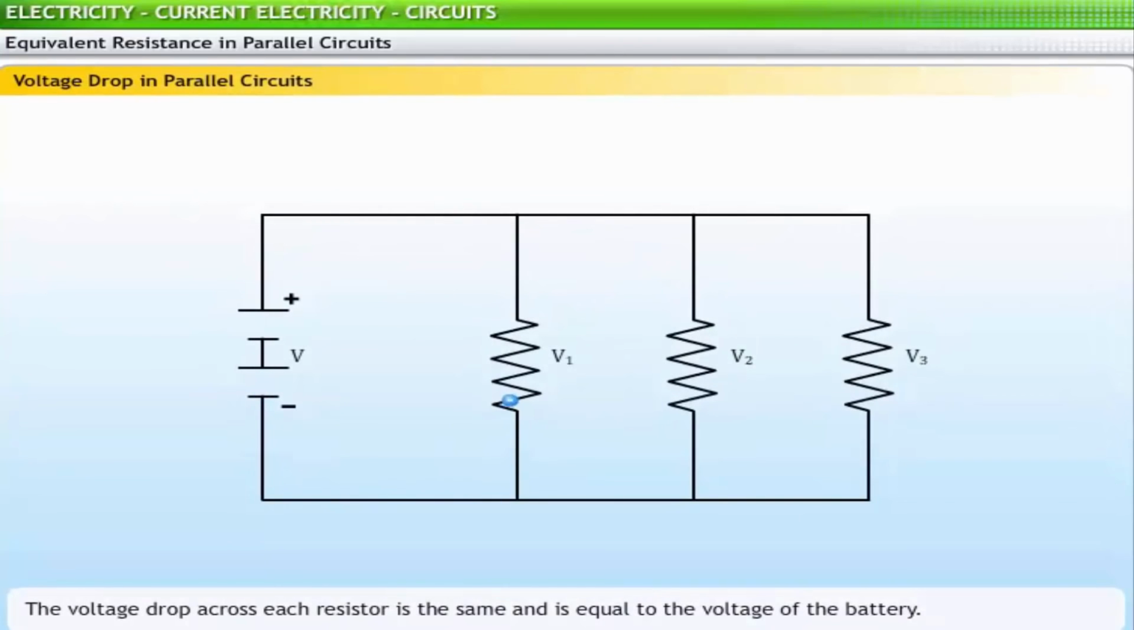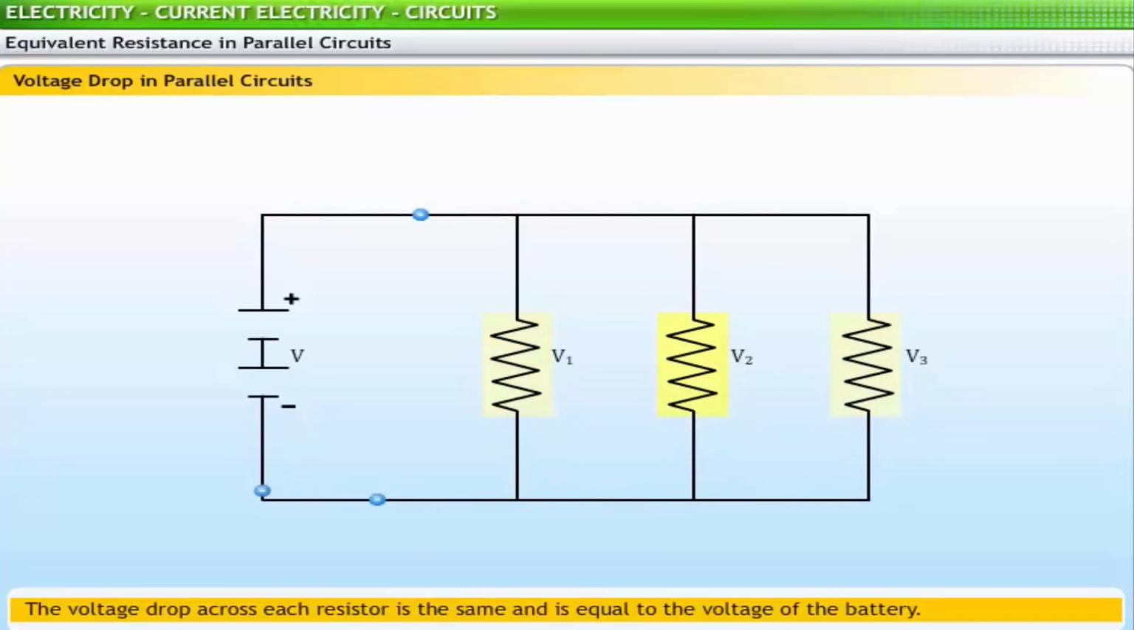In a parallel circuit, a charge does not pass through every resistor. Rather, it passes through a single resistor. Thus, the entire voltage drop across that resistor must match the battery voltage. It doesn't matter whether a charge passes through resistor 1, resistor 2 or resistor 3. The voltage drop across that resistor must equal the voltage of the battery.